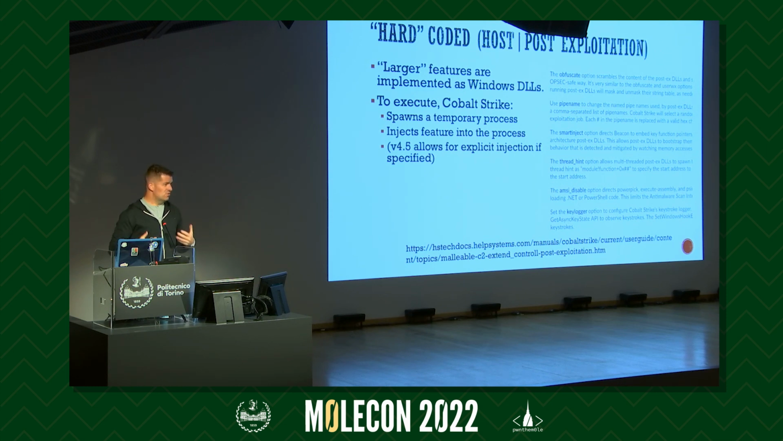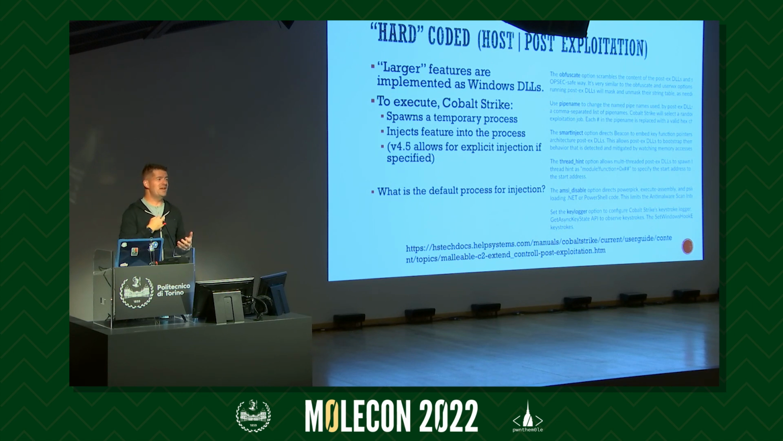To achieve this, at a very high level, Cobalt Strike is going to spawn a temporary process. It's going to inject whatever feature is requested into that particular process. 4.5 and above allows for explicit injection if specified. And there's a few options, as you can see to the right, that allow you to further hide this type of activity as well. Pop quiz for everyone here, though, to see if anyone's been tracking through any sort of Cobalt Strike activity. There is actually a default process that gets utilized for this.